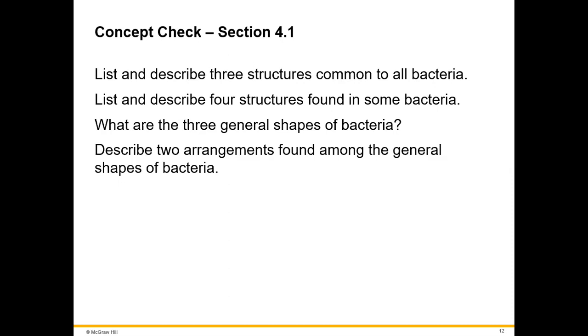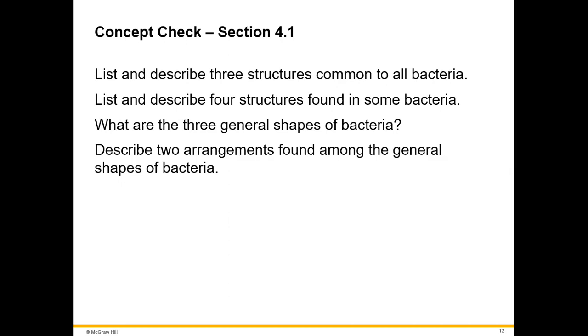Three general shapes of bacteria. Do you remember what some common shapes are? Rod. Yeah, the rod, bacillus shape. What are two other shapes? Curve. Pardon? I said curve. Curve, yeah, that little curved shape that the Vibrio have. And what's the third shape? Cocci. Oval. Yes, the coccus is oval or spherical shape.